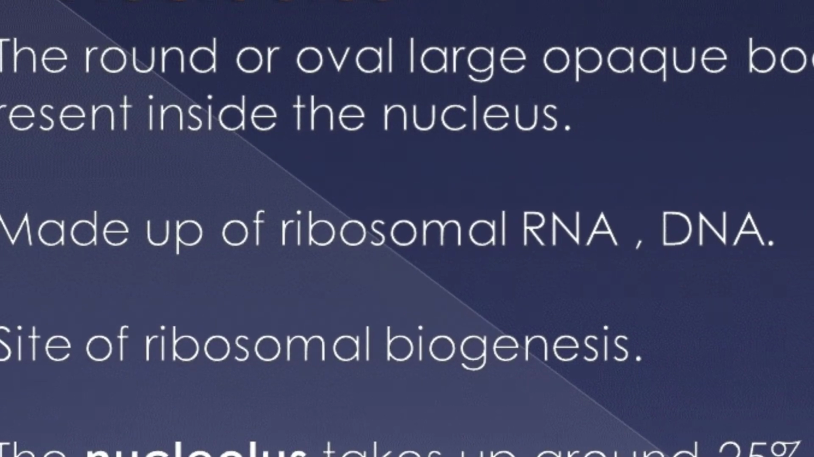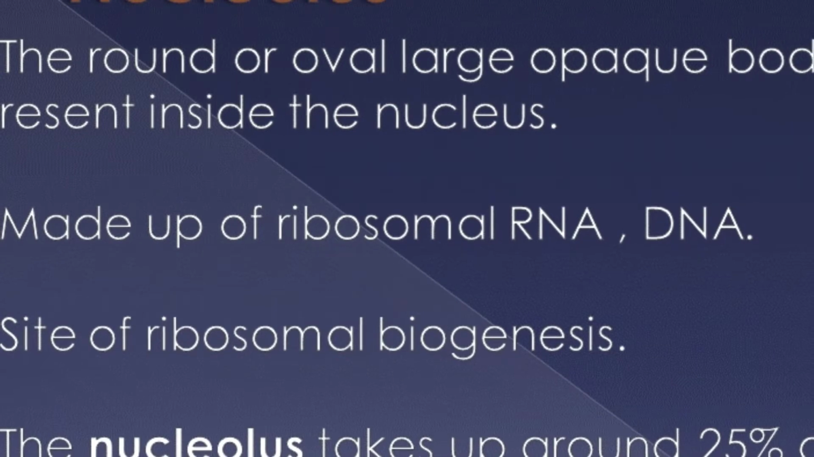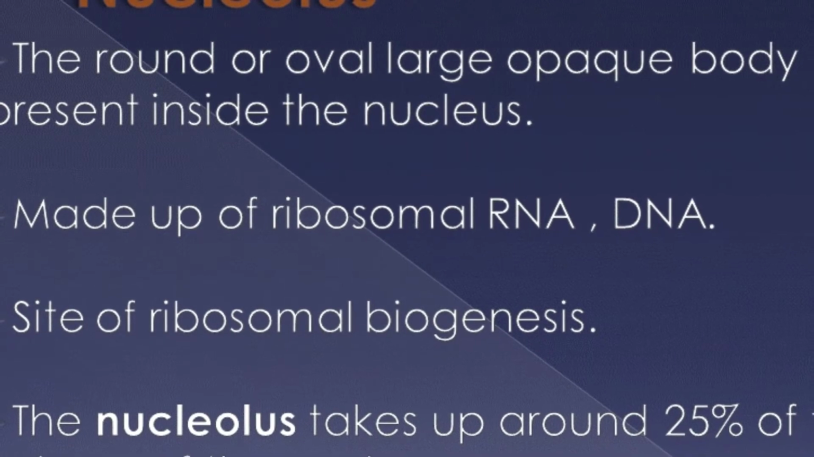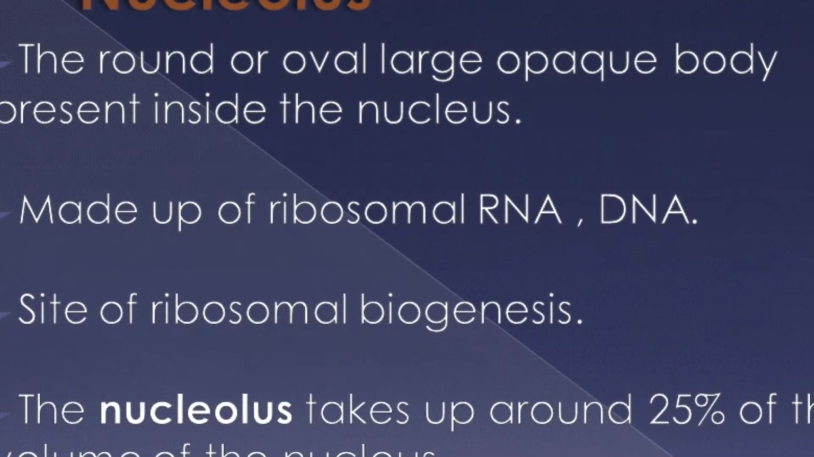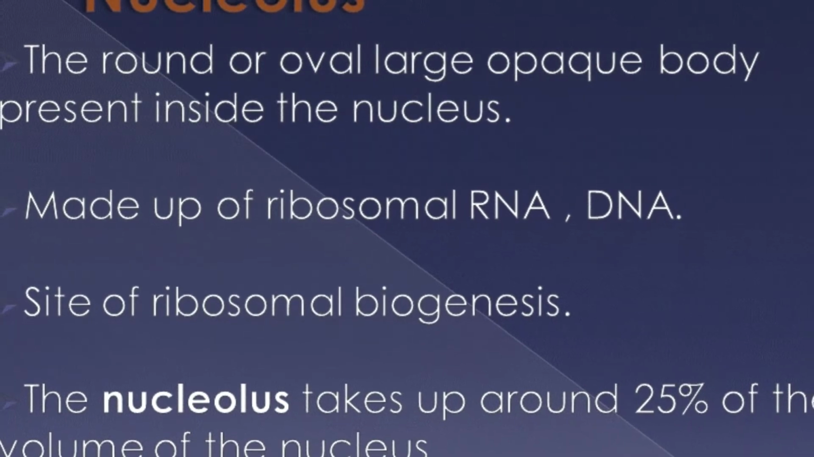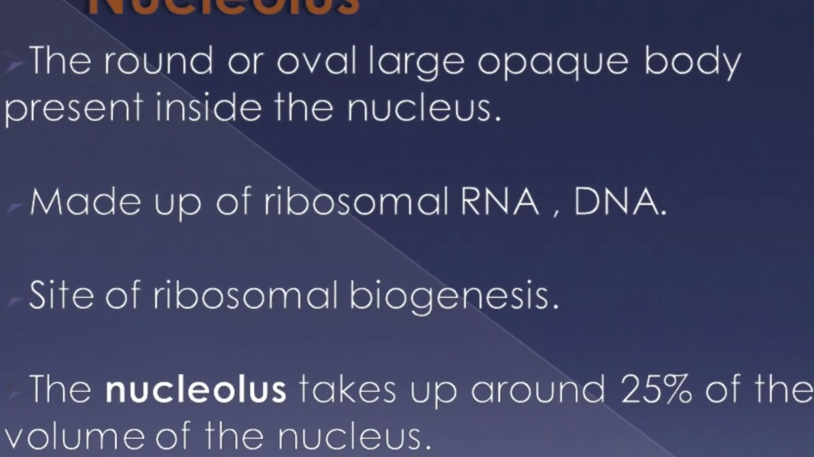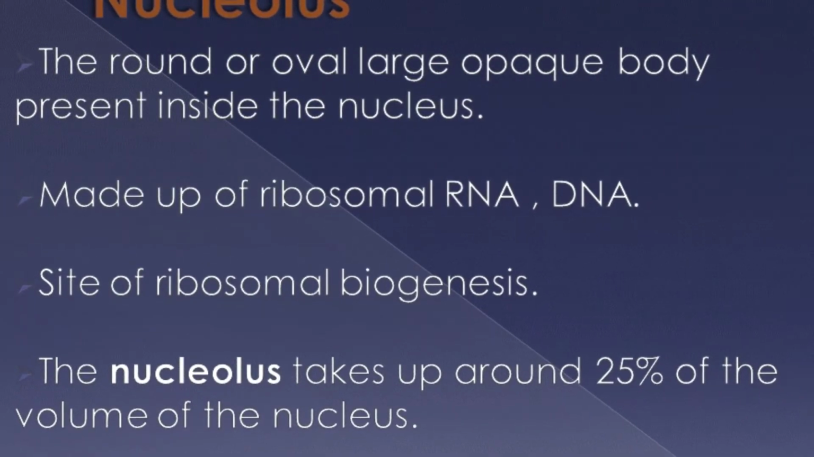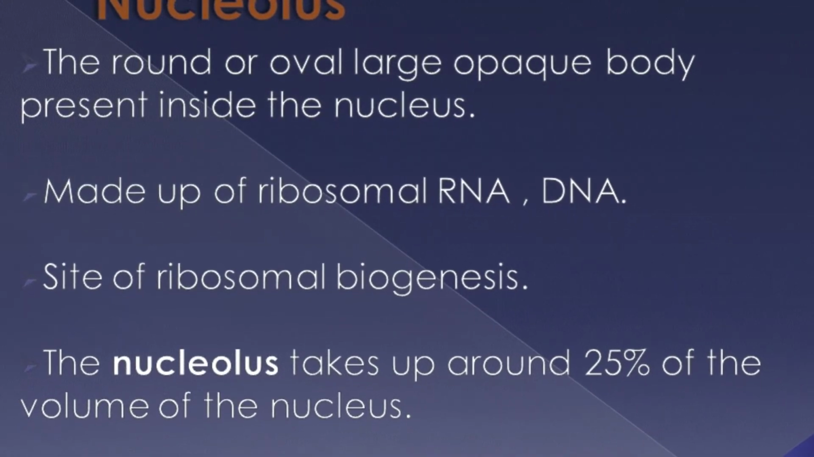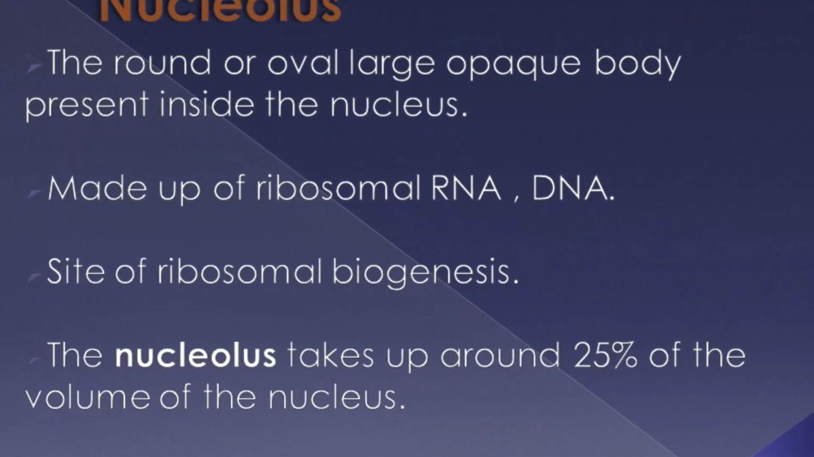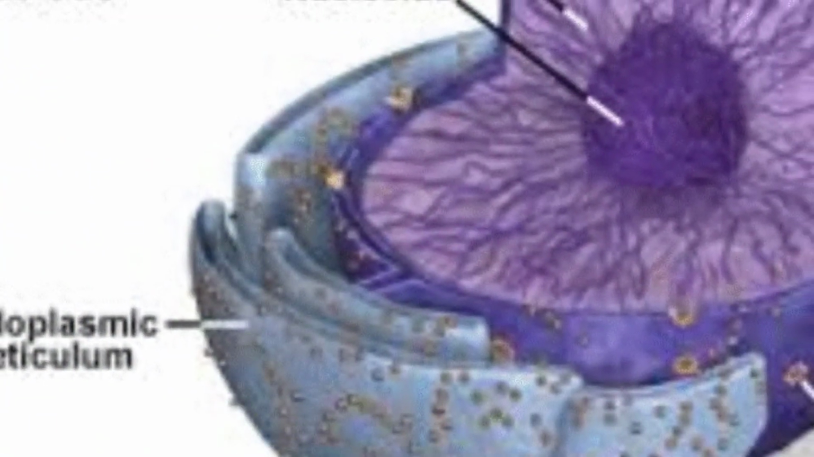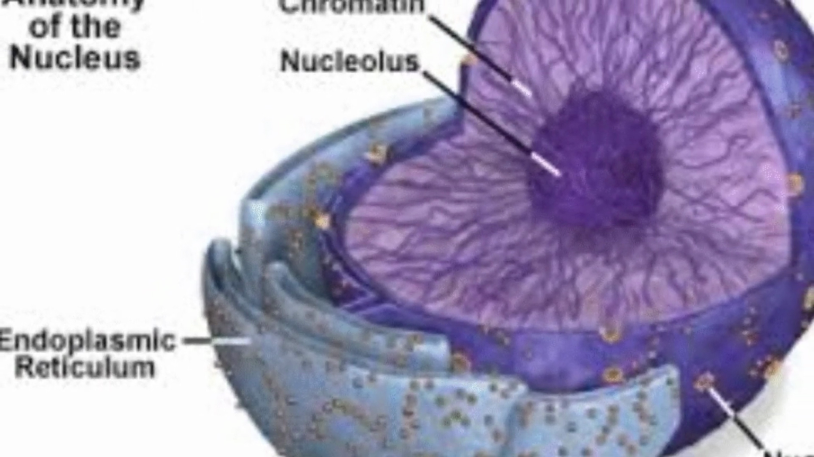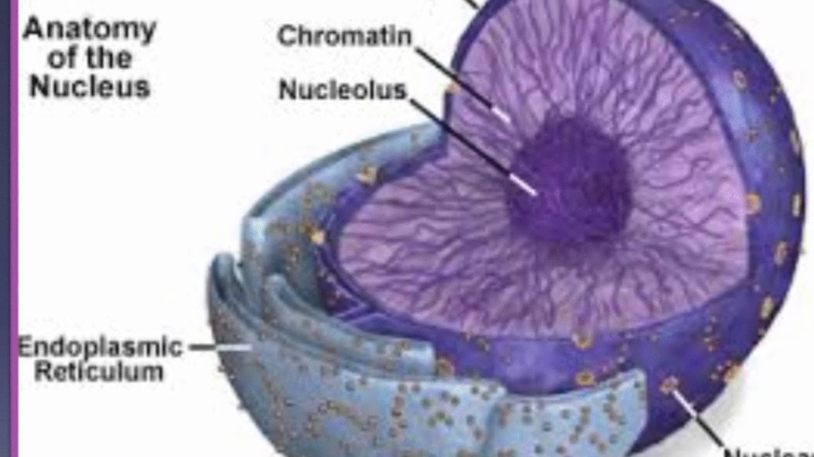Now the nucleolus, the round or oval large opaque body present inside the nucleus, made up of ribosomal RNA, DNA, and proteins. It is the site of ribosome biogenesis. The synthesis of the ribosomes takes place here. The nucleolus takes up around 25% of the volume of the nucleus. Usually there is one nucleolus in a nucleus, but more than one nucleoli can be present in a single nucleus. This is the image of the nucleolus, the large opaque body present in the center of the nucleus.